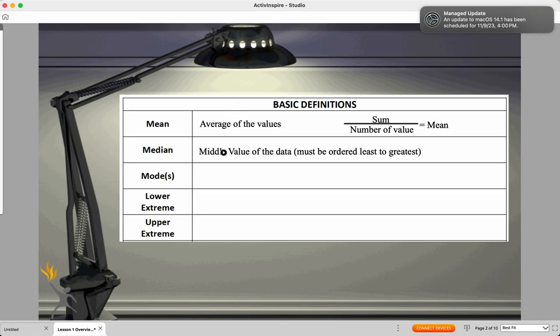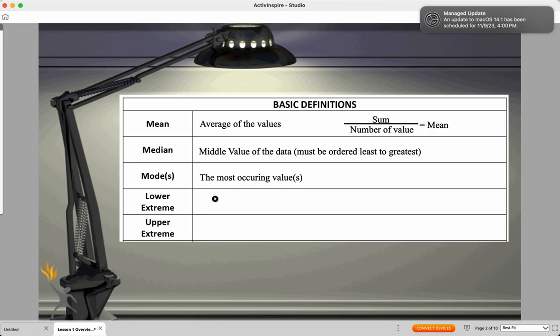Then we've got median. That's the very middle of the data, but it has to be ordered from least to greatest. Mode is the most repeated data. You'll notice that I'm missing one. Normally there's one, but it's going to be later on. The mode is the most repeated value or values. It could be multiple. It depends.